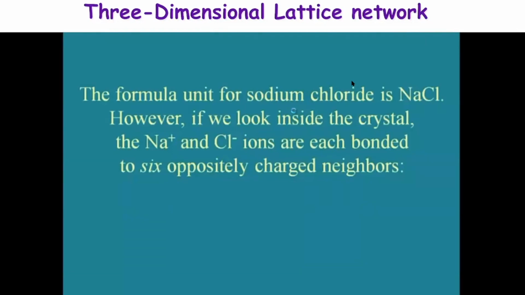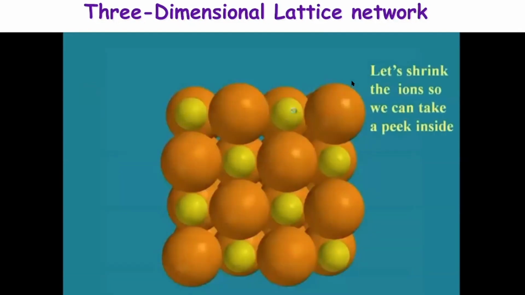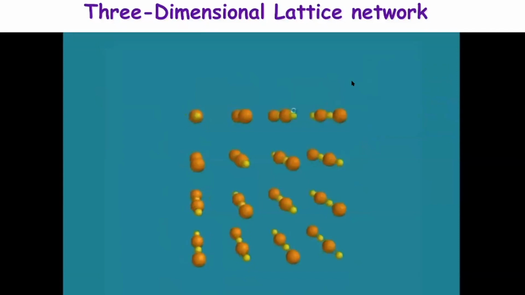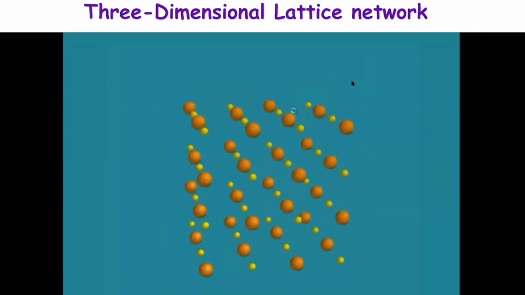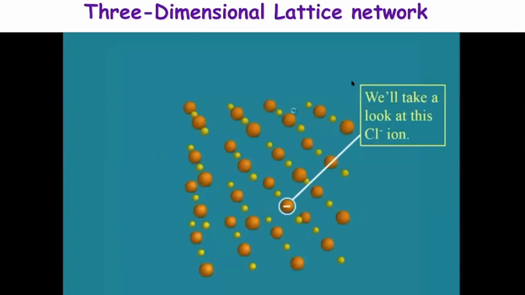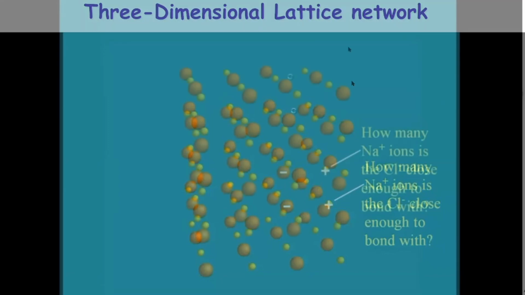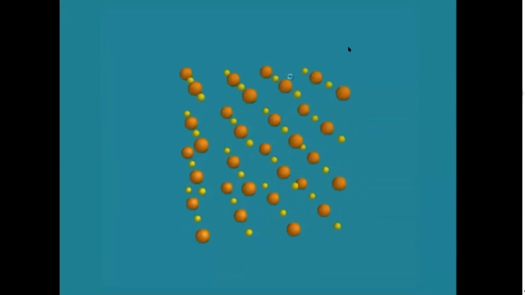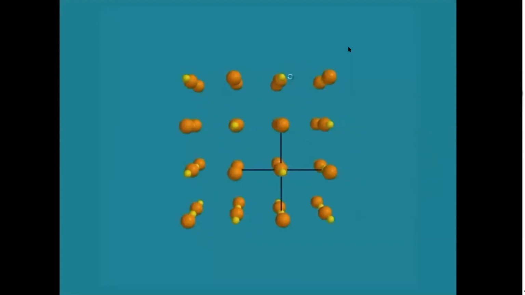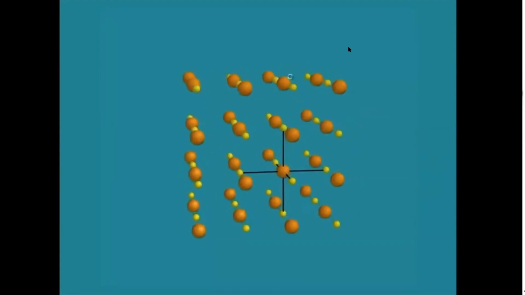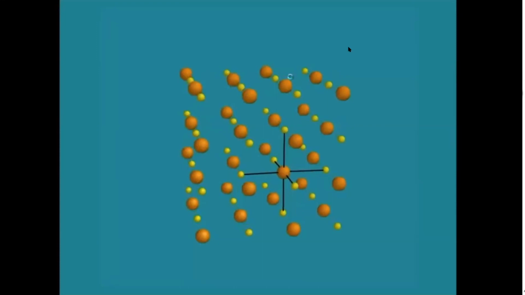But if we look inside the crystal, the sodium and chloride ions are actually bonded to 6 oppositely charged neighbors. So if we shrink the ions, we can take a better look inside. And it's a little bit hard to see. So what we're going to do is take a look at a particular chloride ion, that one right there. Chlorides are always bigger. Question: how many sodium ions is the chloride ion close enough to bond with? Start with the head-on view first. And as we change the perspective, you can see there are exactly 6 sodium ions that the chloride ion is equidistant to and can bond to.